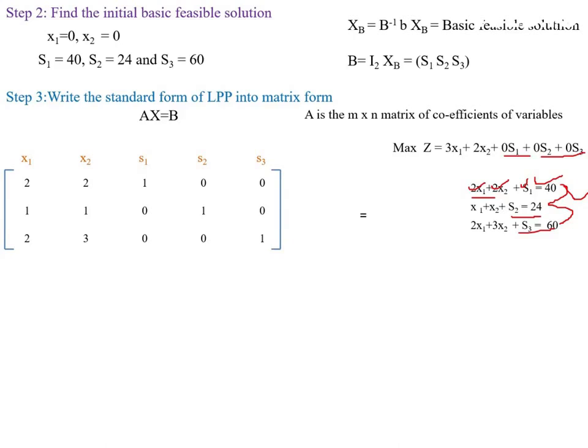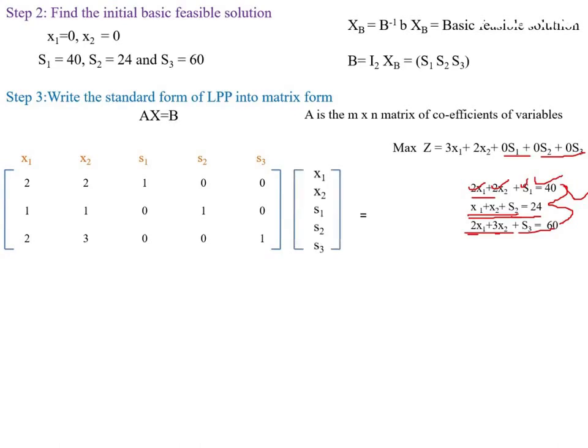Next observe the second constraint equation, that is x1 plus x2 plus s2 equal to 24. Here the coefficients for x1 and x2 are 1, 1, the coefficient of s1 is 0, the coefficient for s2 is 1 and the coefficient for s3 is 0. Similarly, the third constraint is 2x1 plus 3x2 plus s3 equal to 60. Here the coefficients for x1 and x2 are 2, 3, the coefficients for s1 and s2 are 0 and the coefficient for s3 is 1.